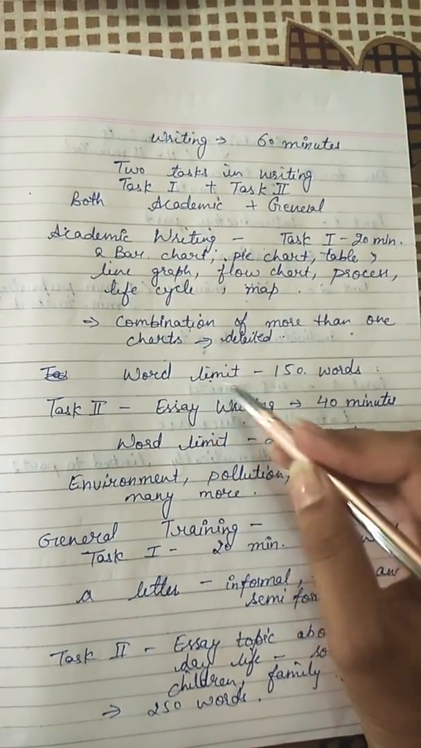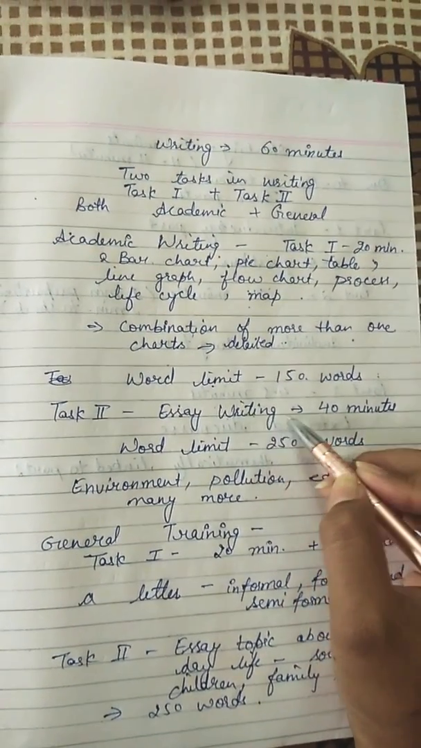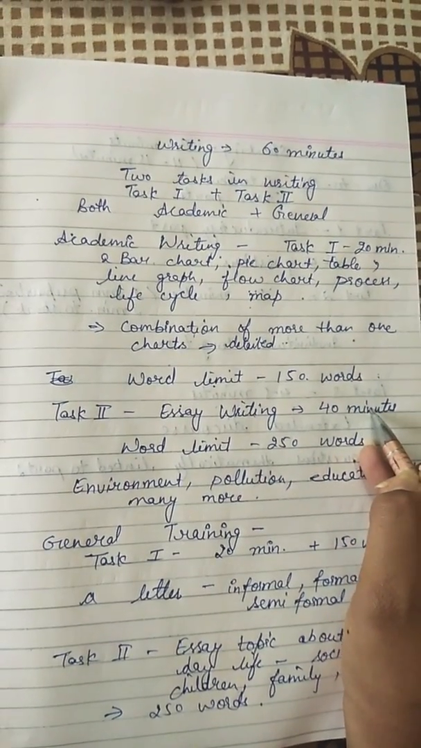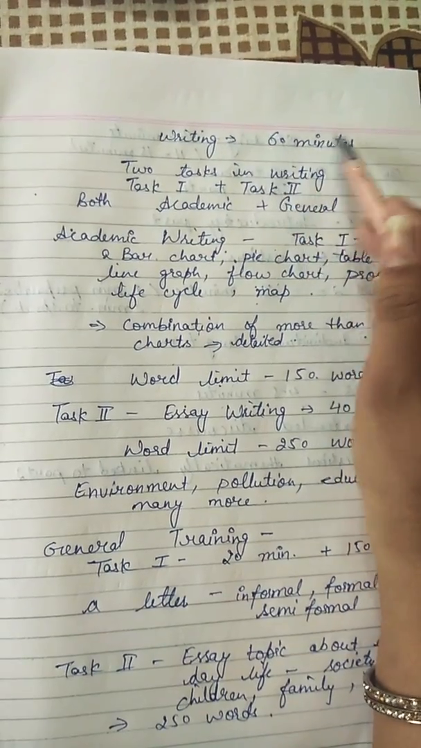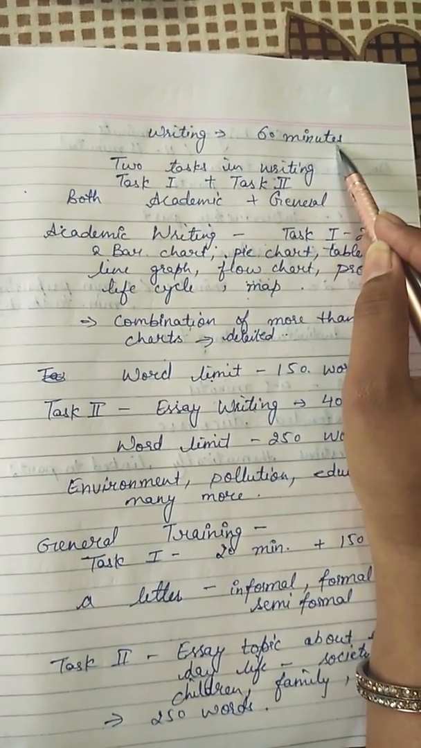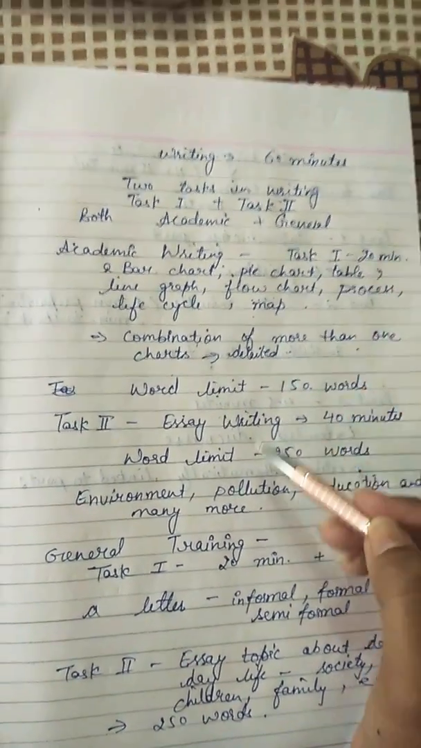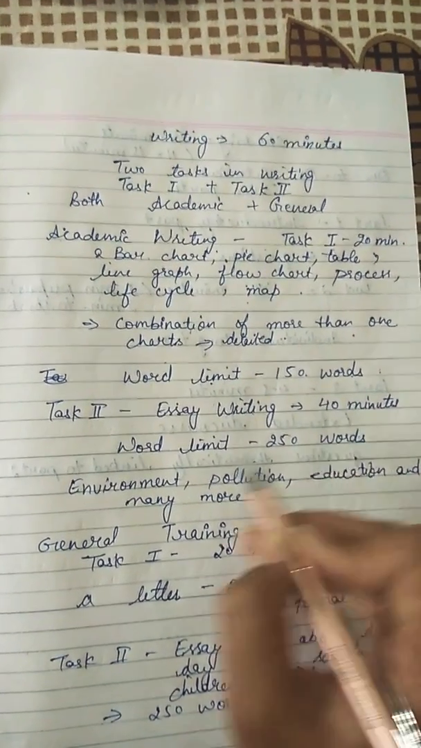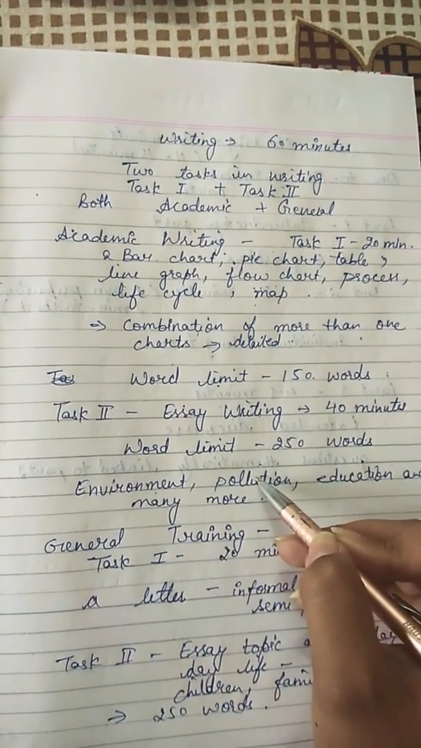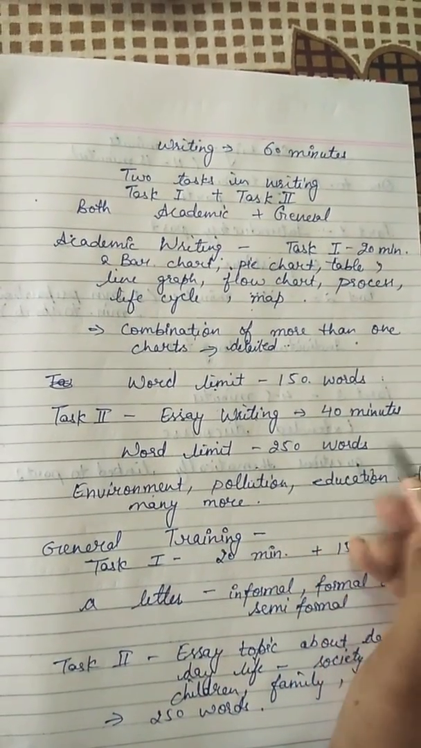Now task 2, that is an essay topic, that students have to write within 40 minutes, but the time given is only 60 minutes in total. So it depends upon students how they want to utilize their time. The word limit for writing task 2 is 250 words. The topic can be on environment, pollution, education and many more.